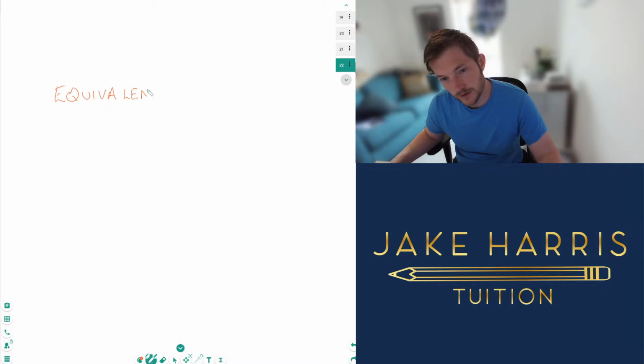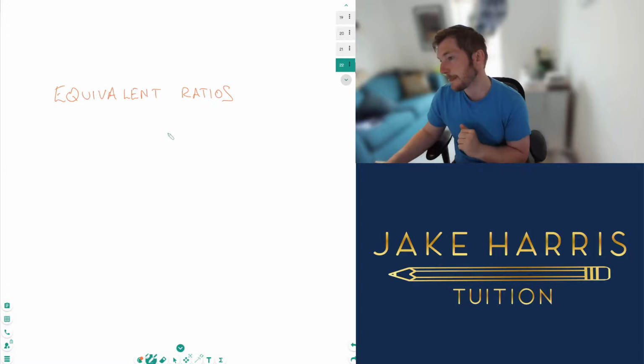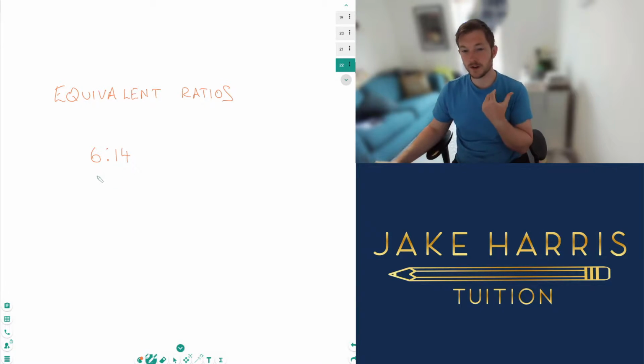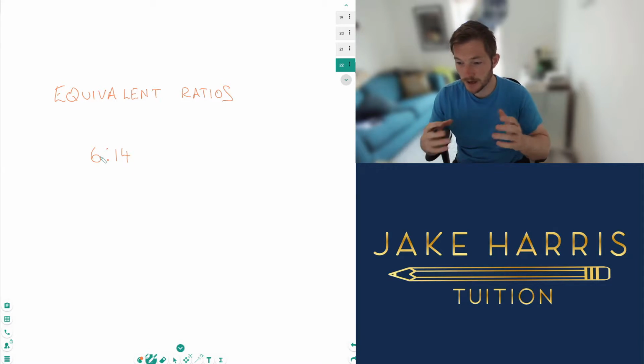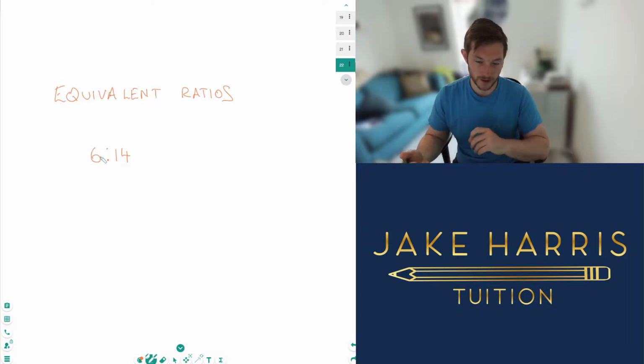Now, equivalent ratios are very much the same as equivalent fractions. So if you know how to do equivalent fractions, you can create equivalent ratios as well. So for instance, let's say we have the ratio 6 to 14. We can create an equivalent ratio by multiplying both parts of the ratio by the same thing or dividing both parts of the ratio by the same thing.